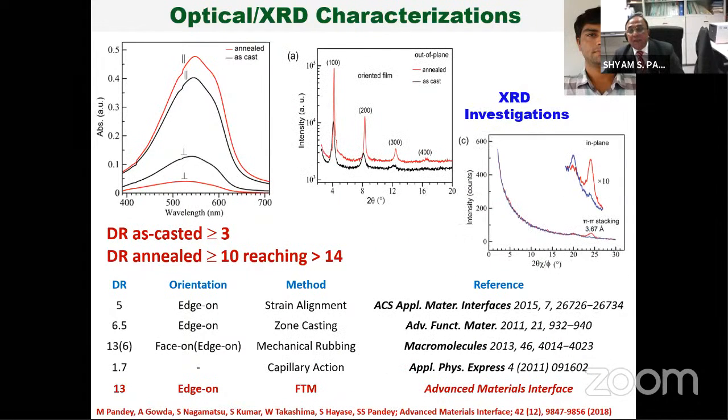XRD suggested, very clear, you can see the in-plane and out-of-plane XRD suggests it is perfectly edge-on oriented, which is highly suitable for in-plane charge transport.